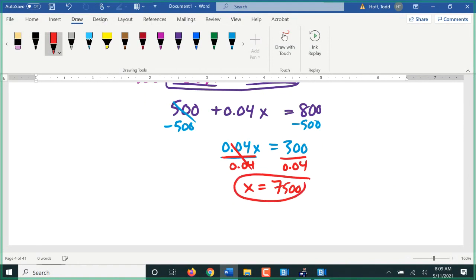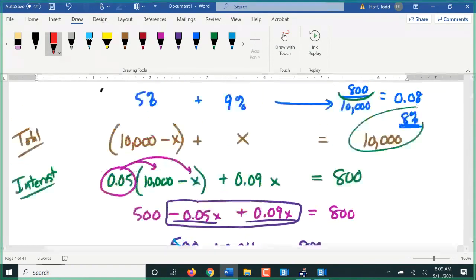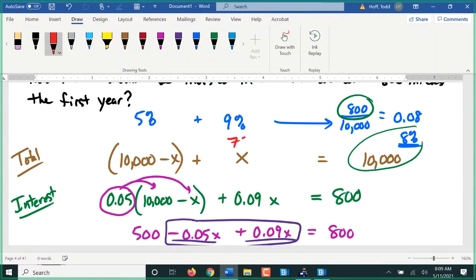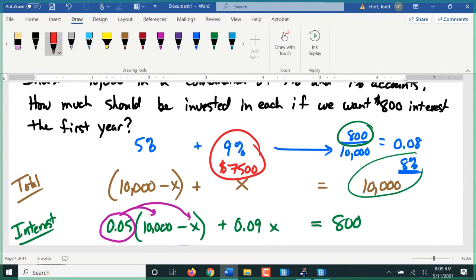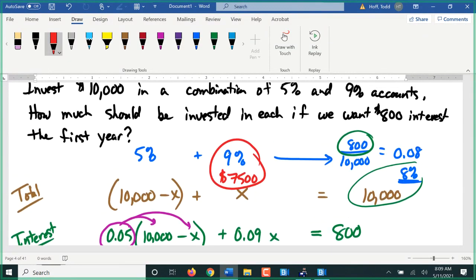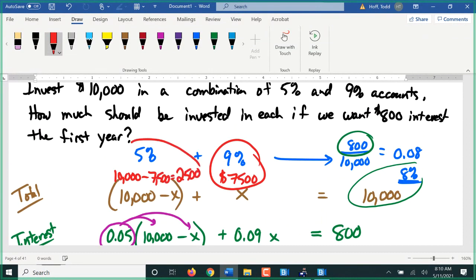So now once again, it's important that we go back and make sure we remember what X stands for. X here is the amount of the 9%. So that's $7,500 at 9%. But we also have to make sure we've answered the question. The question asks how much in each account. So we also need the 5%. So that'll be 10,000 minus 7,500 is 2,500 at the 5%.